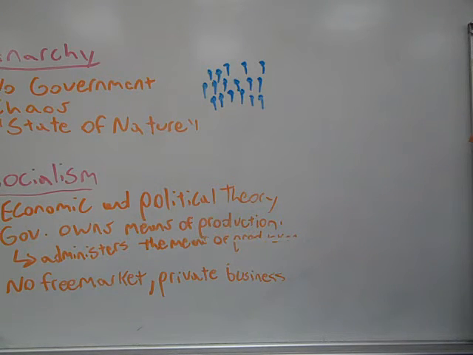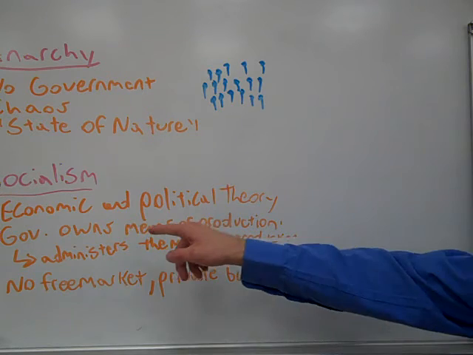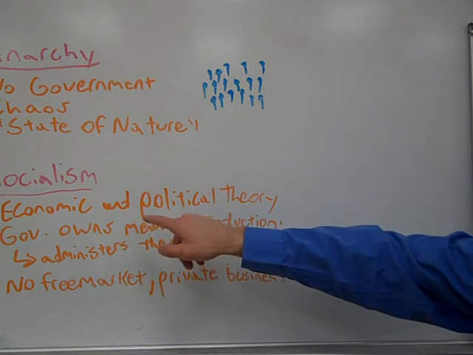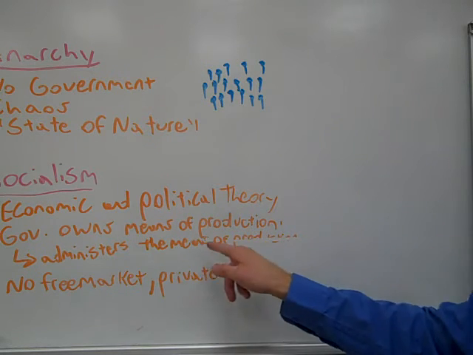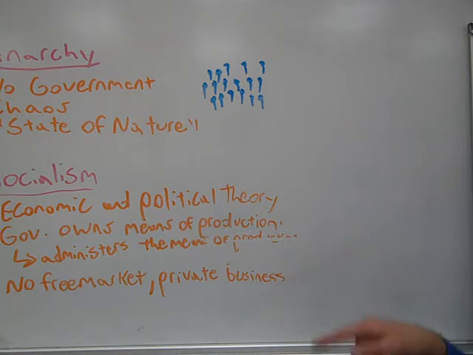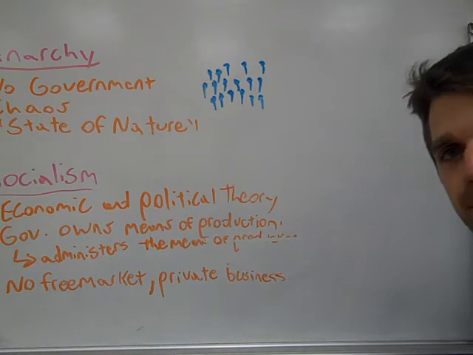Socialism is an economic and a political theory. We'll get more into that in economics as well, where the government seeks and encourages that it will own the means of production, and it seeks to administer the means of production. That crossed-out one is production. There is no free market and there's no private business.